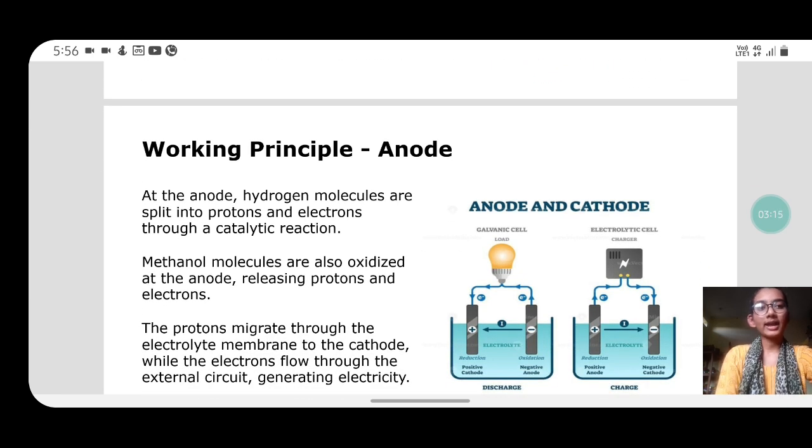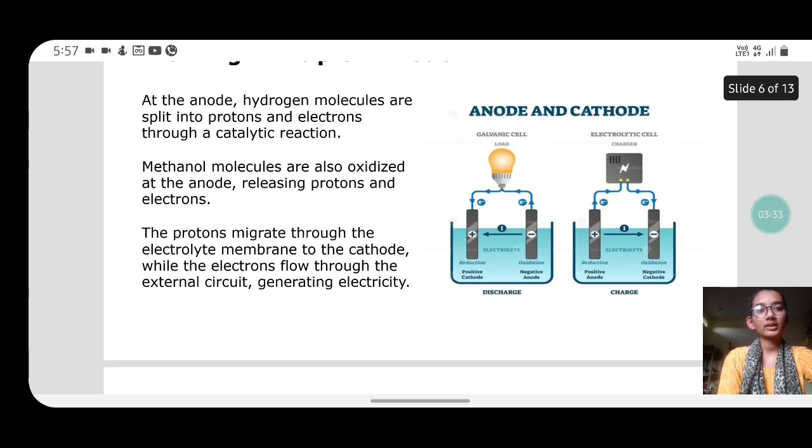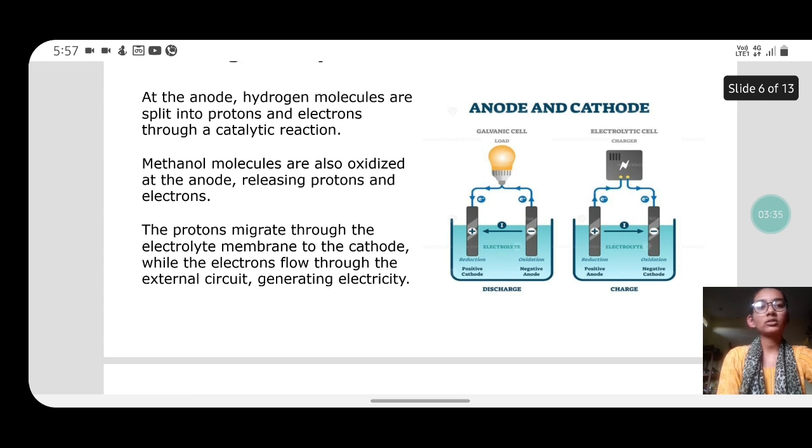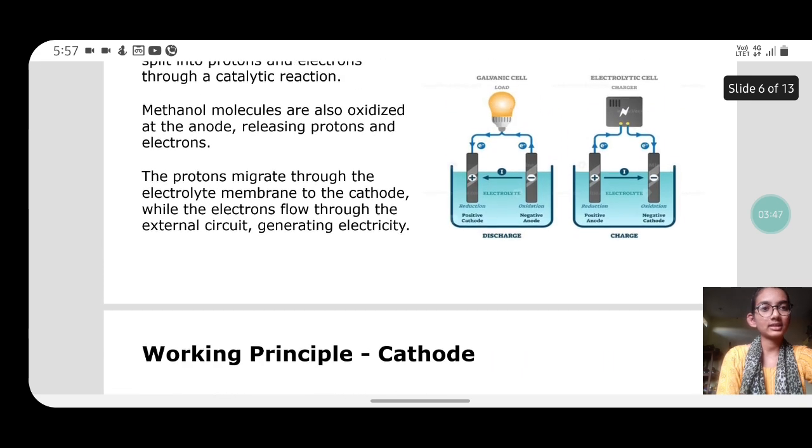Working principle at the anode. At the anode, hydrogen molecules are split into protons and electrons through the catalytic reaction. Methanol molecules are also oxidized at the anode, releasing protons and electrons. The protons migrate through the electrolyte membrane to the cathode while the electrons flow through the external circuit, generating electricity. You can see this in the figure.